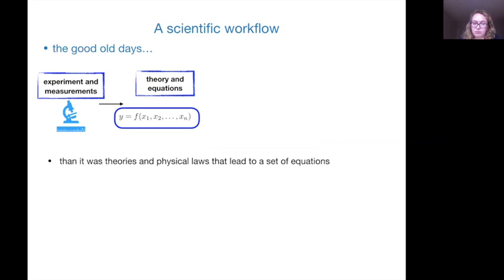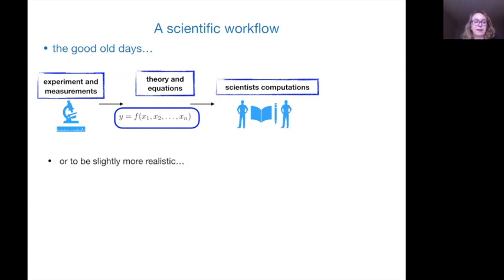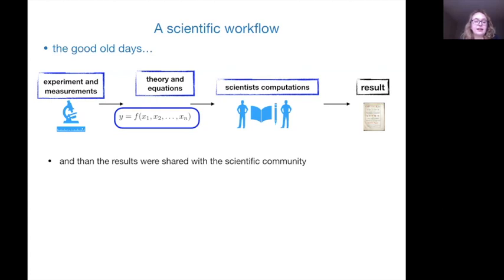Later, the measurements were fitted to some physical law, and some set of equations was created by scientists. Then a scientific group would make some computation. It was usually a single scientist or a small group of scientists, often the same people who designed the experiment. At the end, they had a result that they shared with the scientific community, usually a short article or presentation.